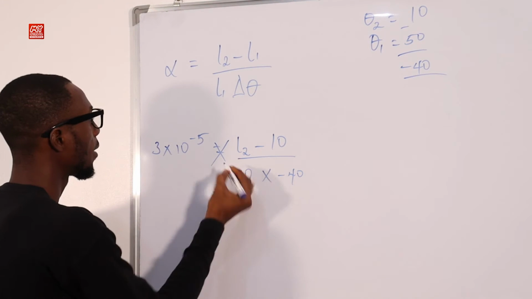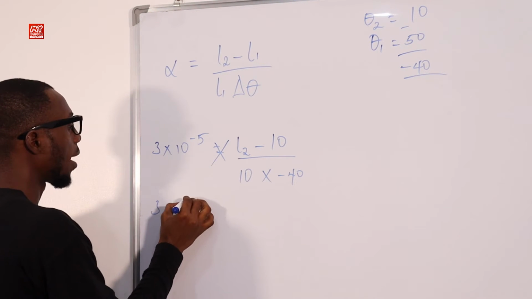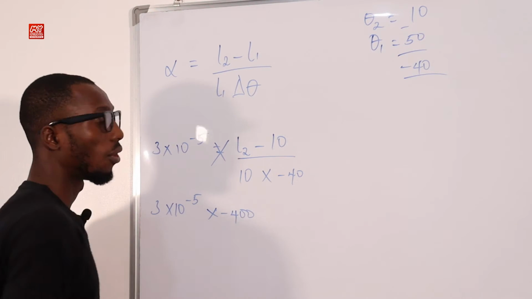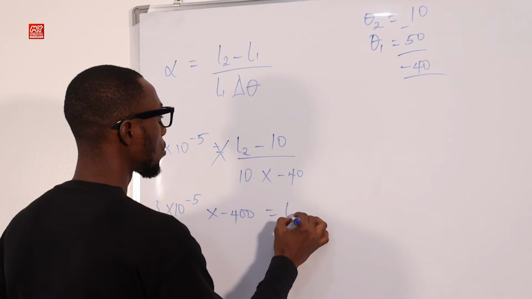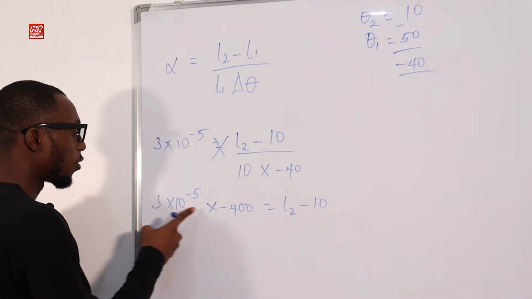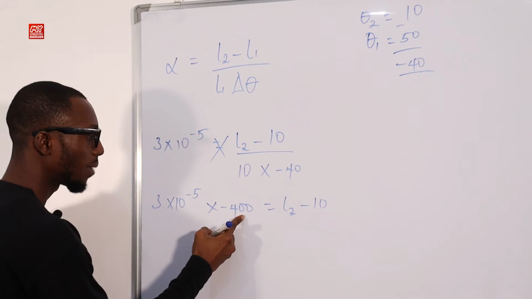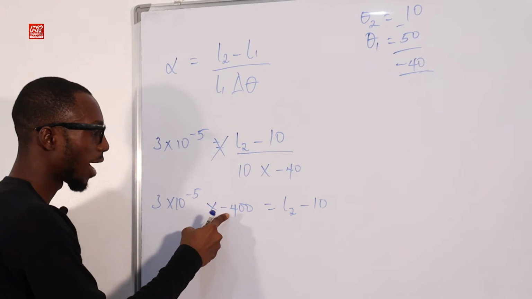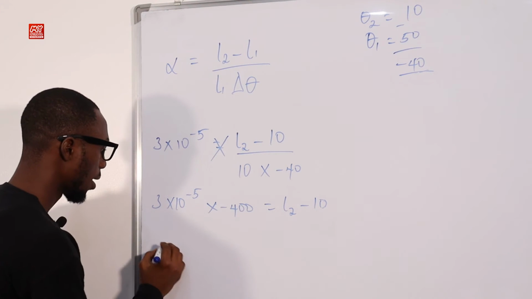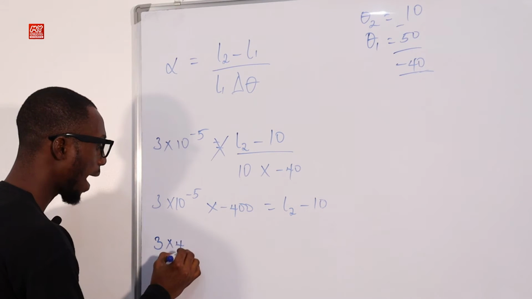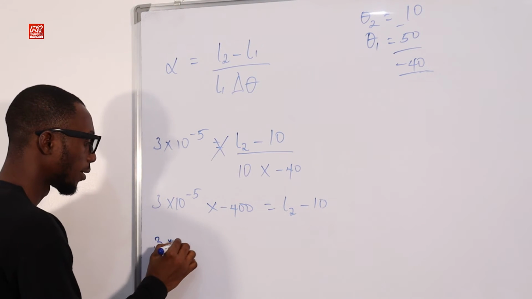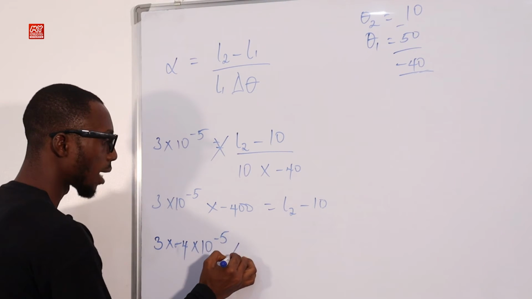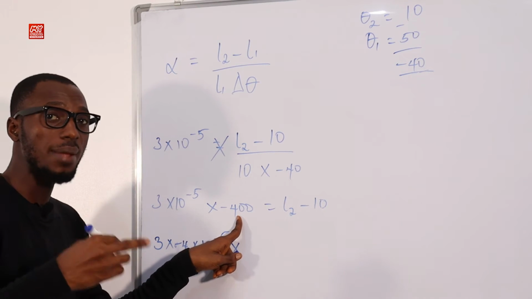Okay, so when we cross multiply this, we have 3 times 10 raised to power minus 5 times 10 times this, that is minus 400, equals L2 minus 10. Minus 400 times this, normally you should know that this is 4 times 10 raised to power 2. This is just the minus sign affecting it here, so that will be 3 times minus 4, don't forget the minus sign, times 10 raised to power minus 5 times, remember I said 400 is 4 times 10 raised to power 2.